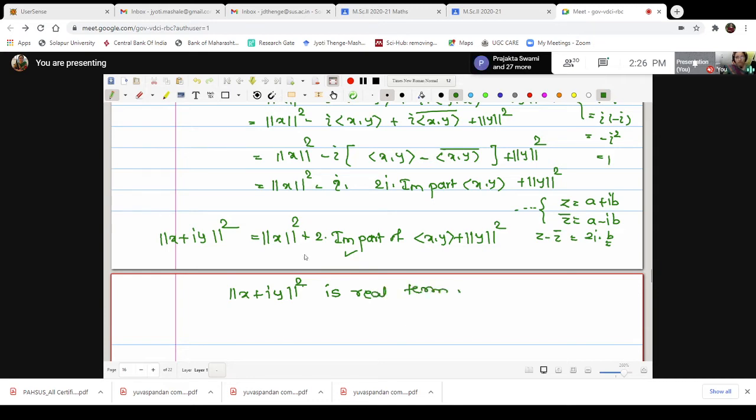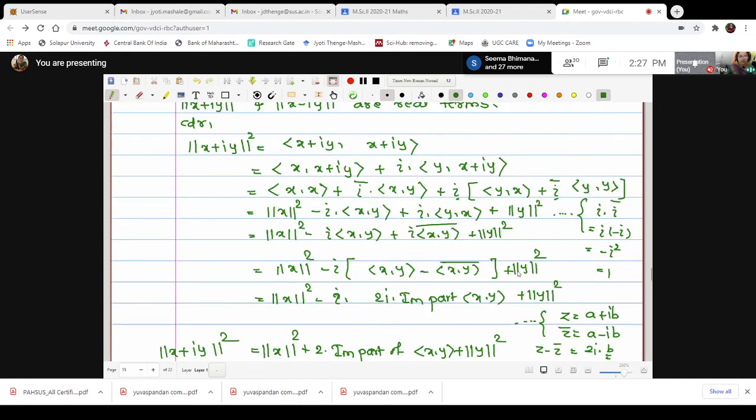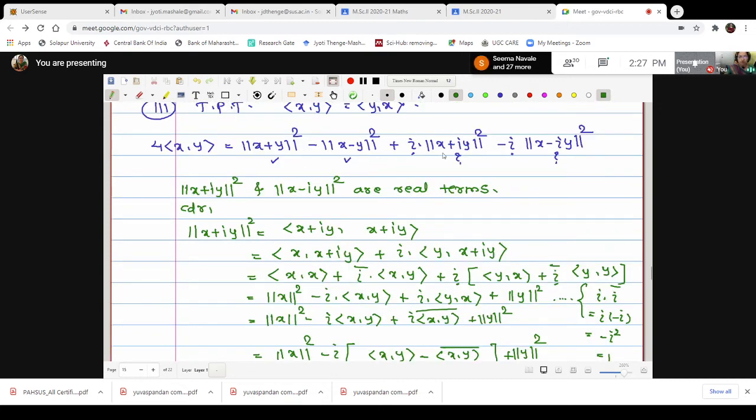Okay. Norm square of x, you may check for this, is inner product x with x, which is equal to inner product xx conjugate. Therefore this is a real term. Therefore the first term is real, the second real, the third is also real. Therefore in all the quantity is real. Therefore one can say that both the terms norm square of x plus iy and norm square of x minus iy are real terms.